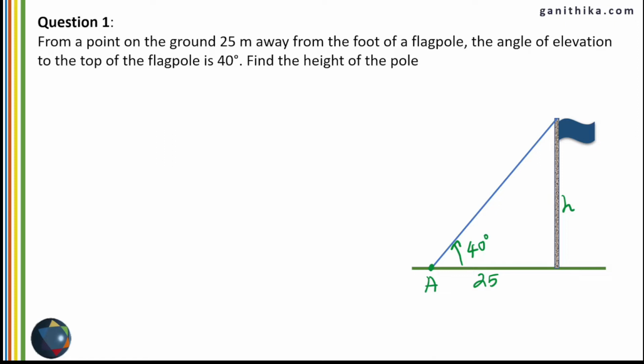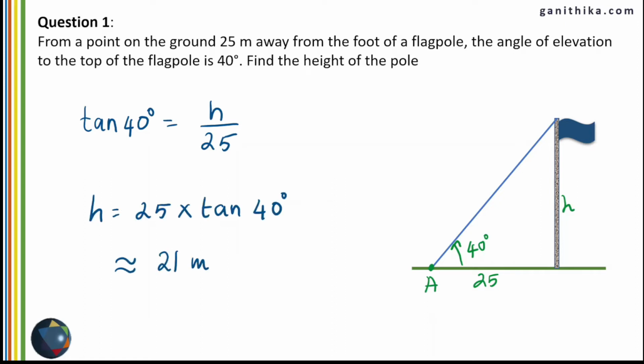Now looking at the diagram, we see that there is a right angle triangle and opposite to 40 degrees is H and adjacent to 40 degrees is 25. Therefore you can use the tan rule. Tan 40 degrees is equal to H over 25. Rearranging H and finding 25 times tan 40 degrees using your calculator, you will get H to be approximately equal to 21 meters. So this is a very simple question. Just you need to find the diagram and understand that the flagpole is vertically above the ground. Therefore, you have 90 degrees between the flagpole and the ground.